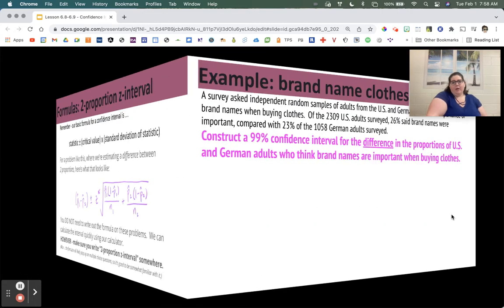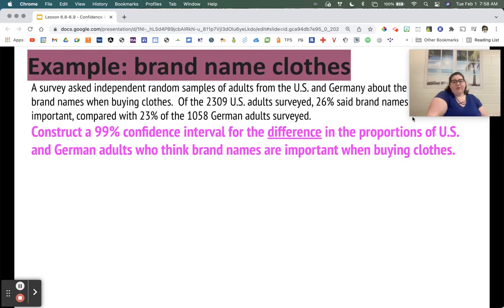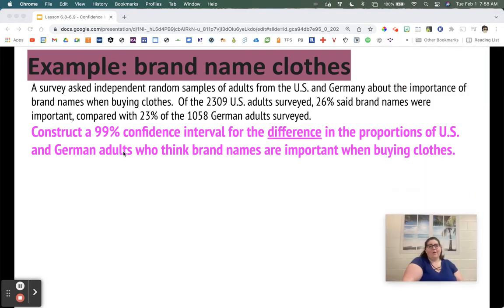So, all right, let's actually get into an example now that we've gone through all of the basics. A survey asked independent random samples of adults from the US and Germany about the importance of brand names when buying clothes. Of the 2309 US adults surveyed, 26% said brand names were important, compared with 23% of the 1,058 German adults surveyed. We're going to construct a 99% confidence interval for the difference in proportions of US and German adults who think brand names are important.